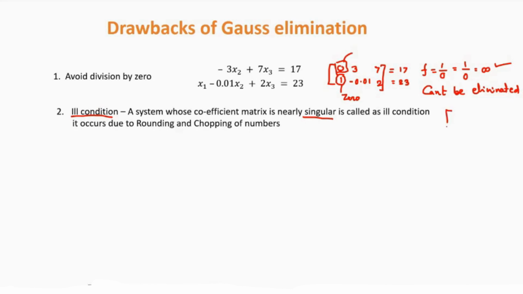So you might have an idea of a singular matrix, where all elements of the matrix contain 1. Such a matrix is called a singular matrix. It is called ill condition, or it occurs due to rounding and chopping of numbers. So this ill condition may be due to rounding and chopping of the number.